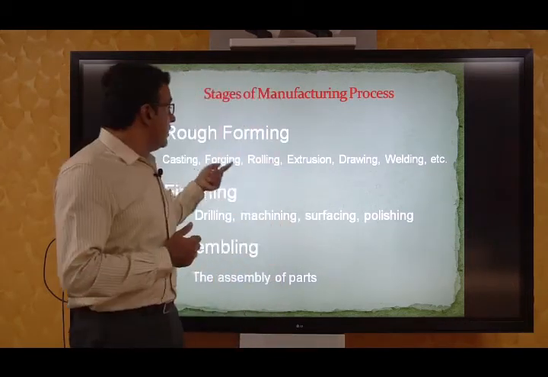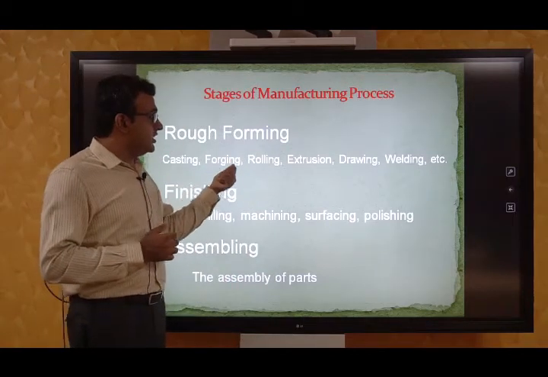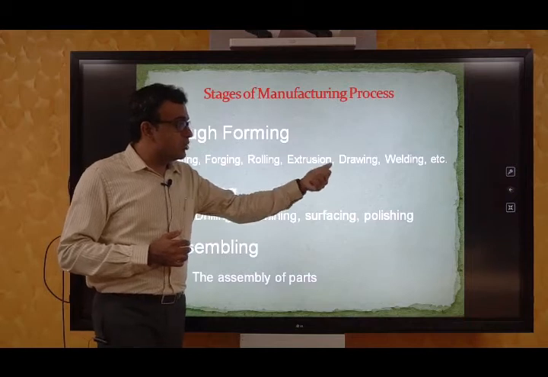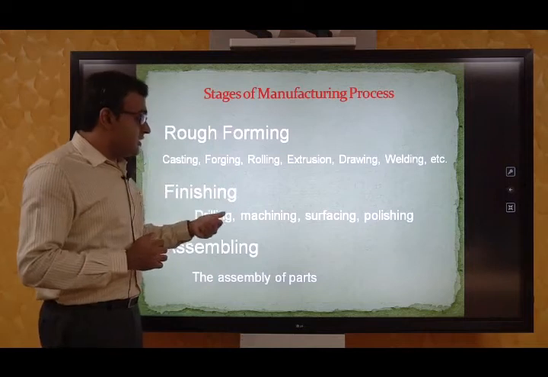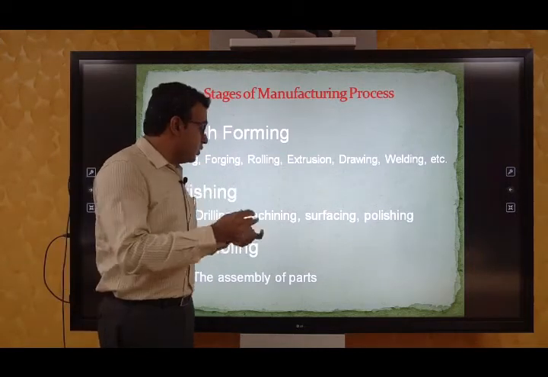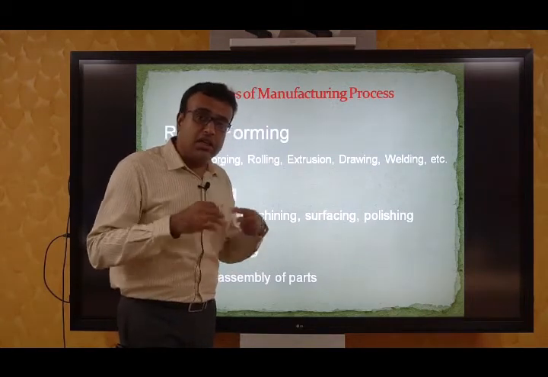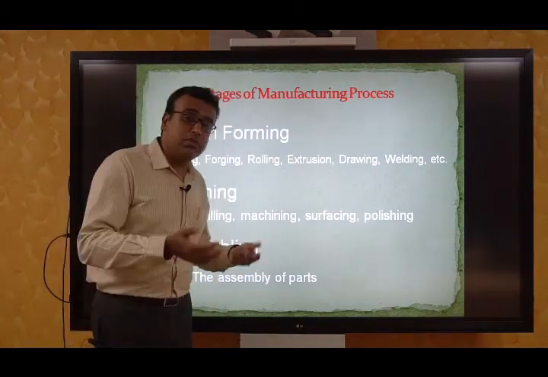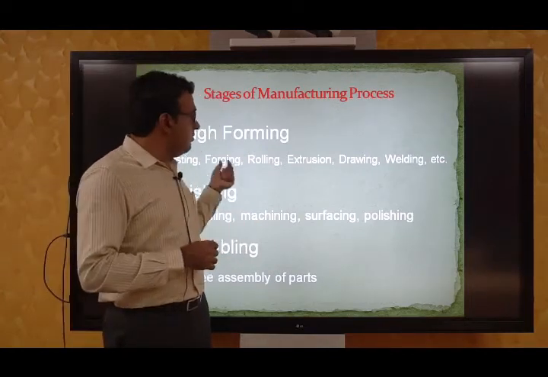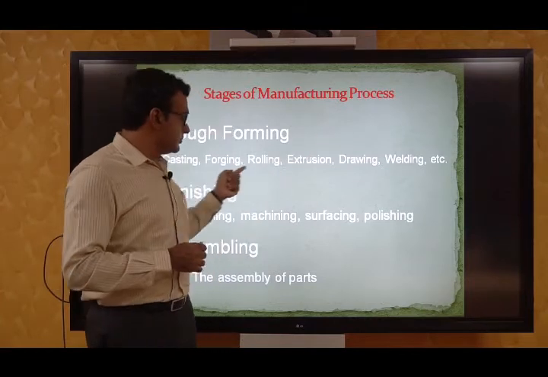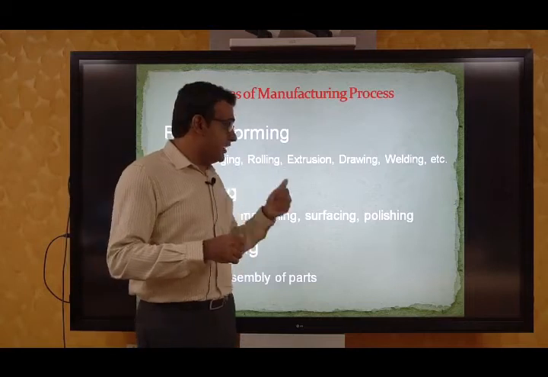For example, in the rough forming stage, the initial forming stage, we have casting, forging, rolling, extrusion, drawing, welding, and a number of processes. Now in finishing, we have making holes, drilling, boring, machining surfaces, grinding, polishing, and such things. Maybe heat treatments, and the final one is the assembly. Now we will be concentrating on this part and some of these ones before we wind up the session.